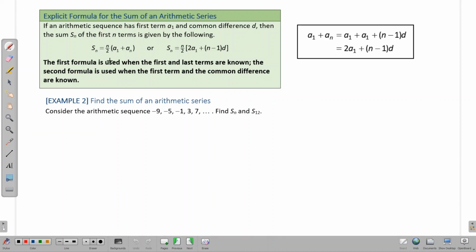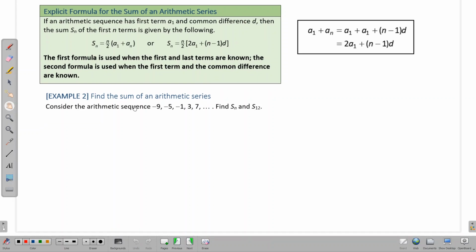So in general, you need to know n no matter what to use either formula. You need to know a1 to use either formula. So if you know the last term of the series, then I would use the first formula. If you don't know the last term, but you know the common difference, then I would use this formula. So let's try applying those, one of those at least, in the example below.